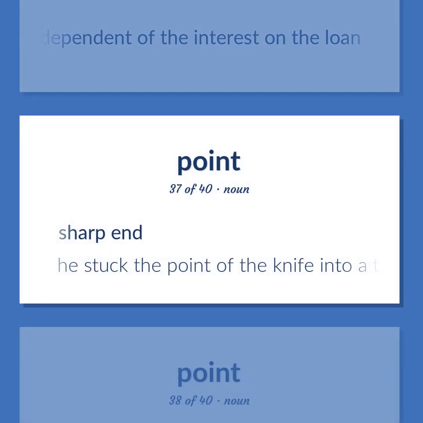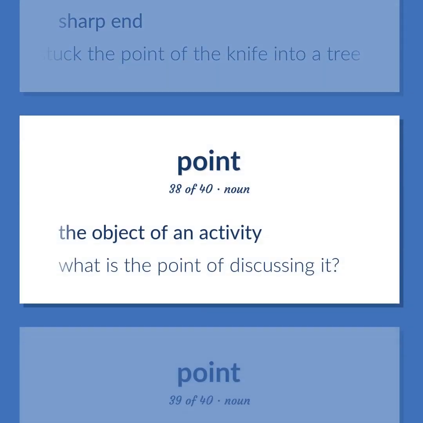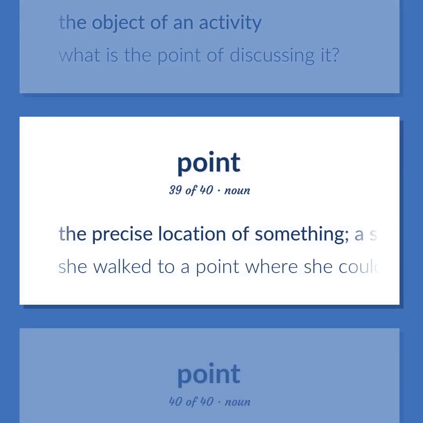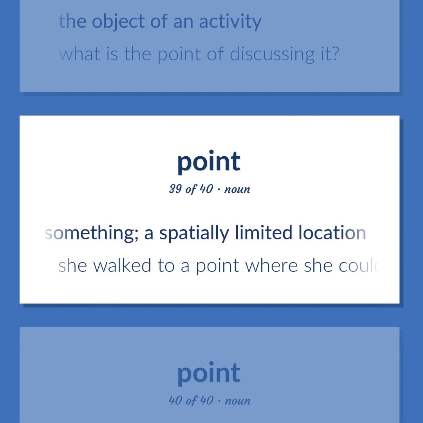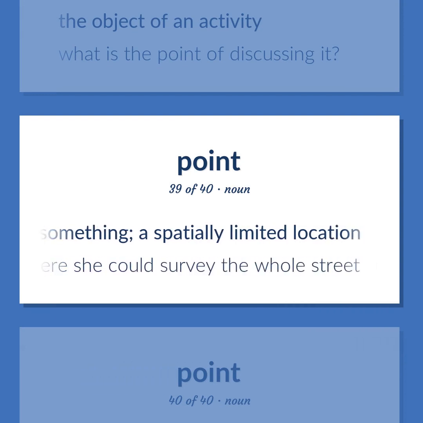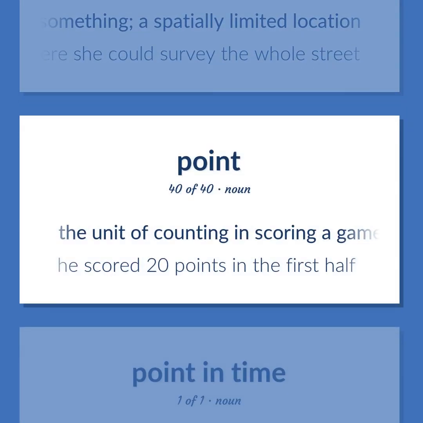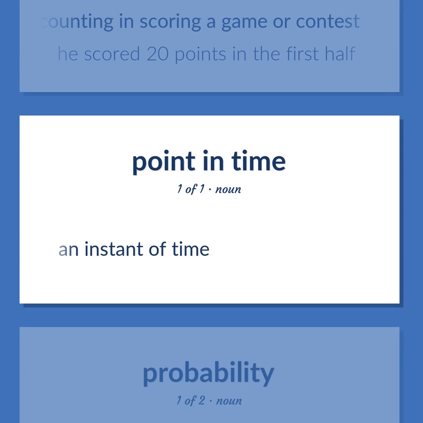Sharp end. He stuck the point of the knife into a tree. The object of an activity. What is the point of discussing it? The precise location of something, a spatially limited location. She walked to a point where she could survey the whole street. The unit of counting in scoring a game or contest. He scored 20 points in the first half. An instant of time.